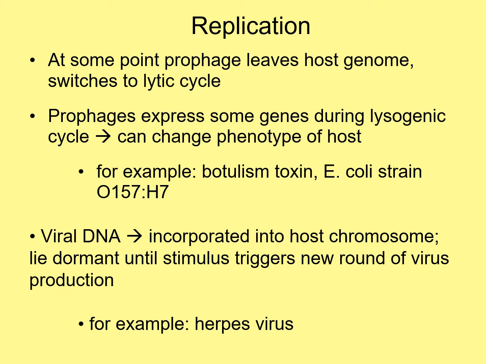And again, at some point, something triggers a new round of virus reproduction. Basically, you go back to the lytic cycle again, and you're damaging tissue again. We think it may be linked to stress, but it could also be other types of physiological changes that trigger this.